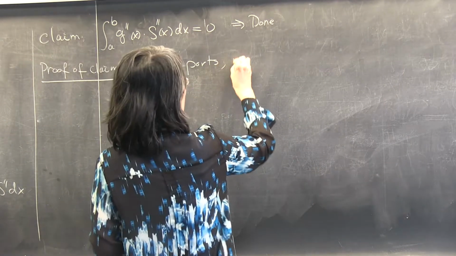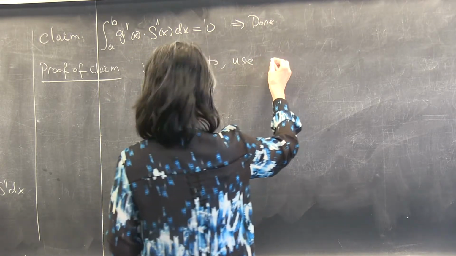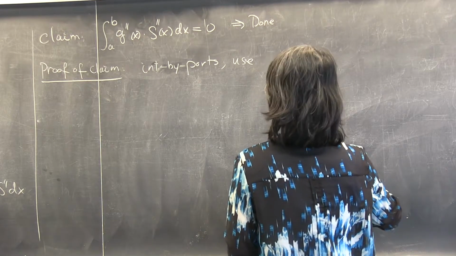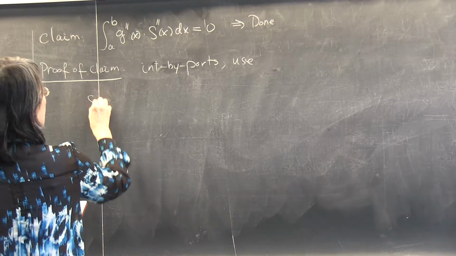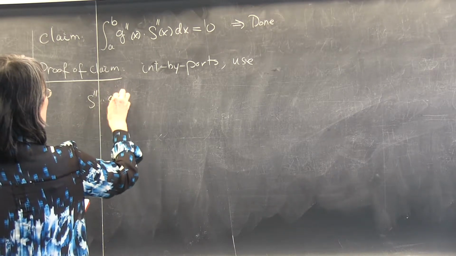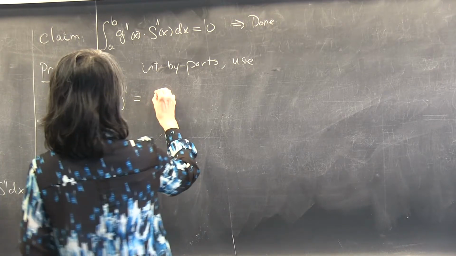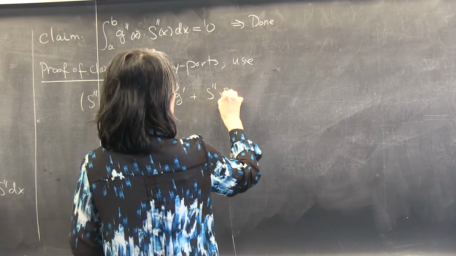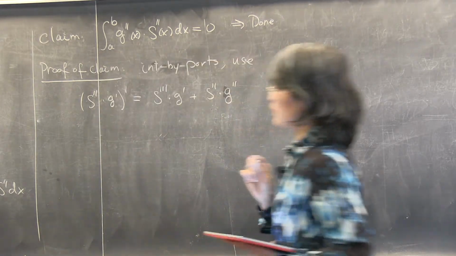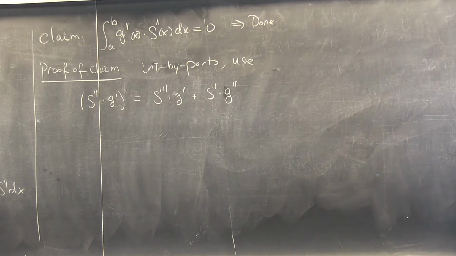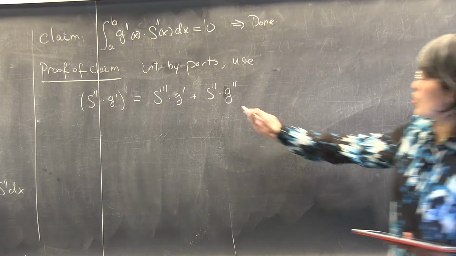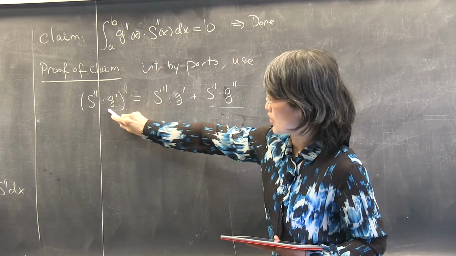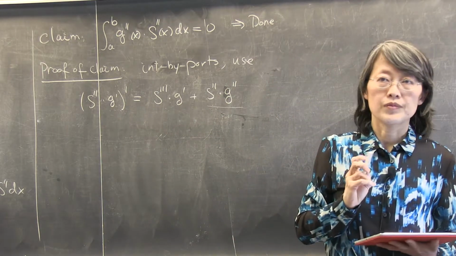Okay, so let me set up what will be the integration by parts that we will be using. So I will be using the following. Use S double derivative times G prime equals S triple derivative G prime plus S double derivative G double derivative. Integration by parts is just the product rule, isn't it? So the integral of this one, which we have here, equals the boundary value of this term minus the integral of that term. Is that right?